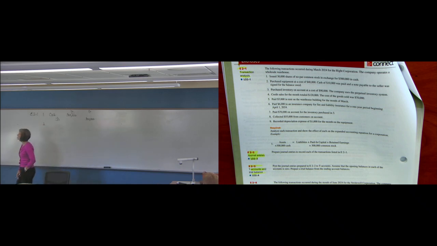All right, number 2 says, purchased equipment at a cost of $40,000. Cash of $10,000 was paid, and a note payable to the seller was signed for the balance owed. So it's like you buy a car, you make a down payment, and you take out a loan for the rest of it. That's exactly what this is.